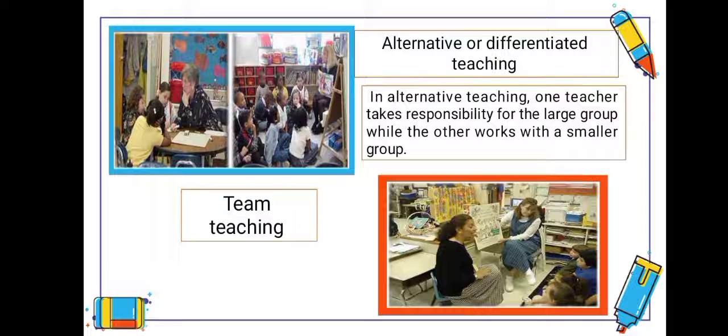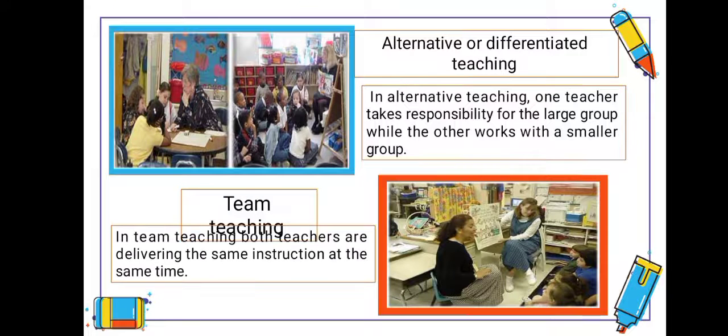Teachers are teaching different lessons to both groups of students, and in this alternative or differentiated teaching there is no rotation. Last is team teaching. In team teaching, both teachers are delivering instruction at the same time. This model places equal responsibility for instruction of the large group on each teacher. The two teachers work in tandem throughout the lesson.